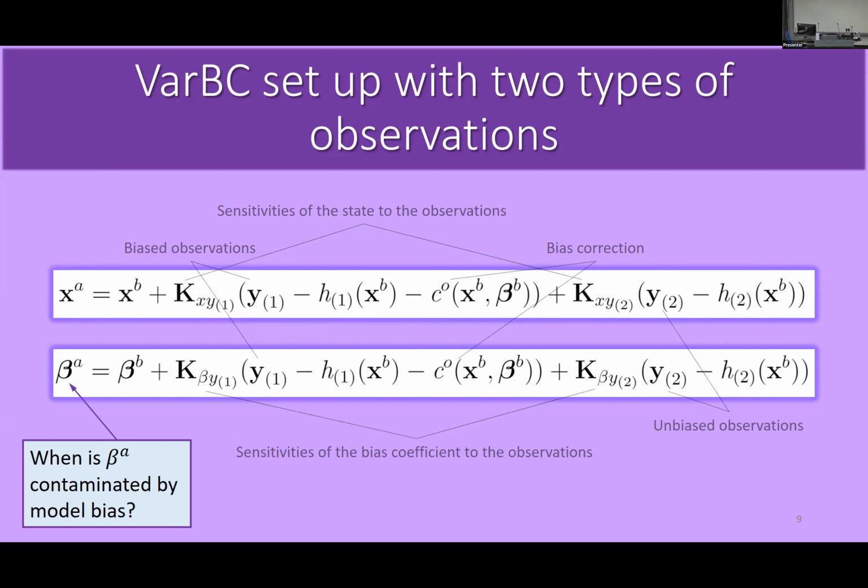So ultimately, we're interested in when this beta A is contaminated by model bias, because if we have the wrong estimate of beta A, then in our next cycle, the observation bias correction will be wrong.